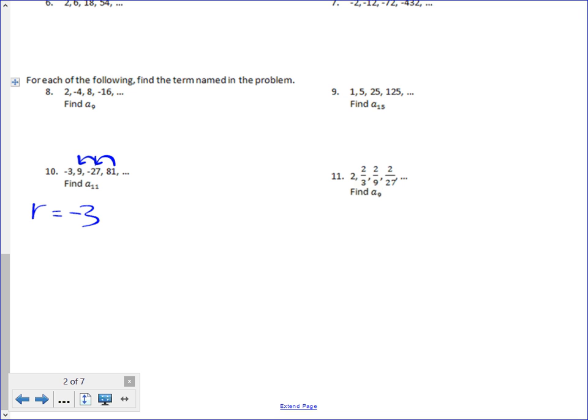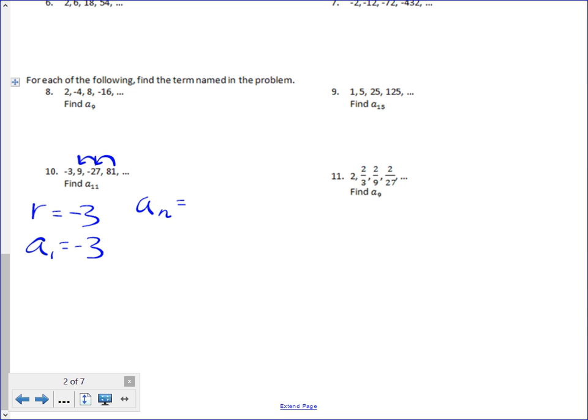Okay. Once we find the ratio, what else do we need? First term, negative 3 also. Is it always going to be the same? No. This is a freak occurrence. It's really weird, these are the same. So don't get used to that.